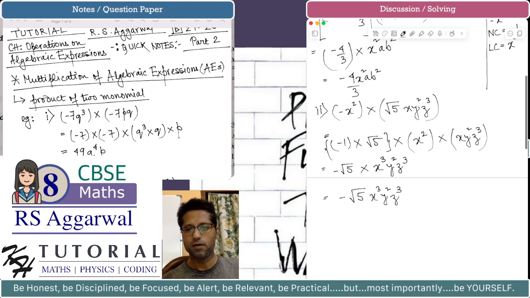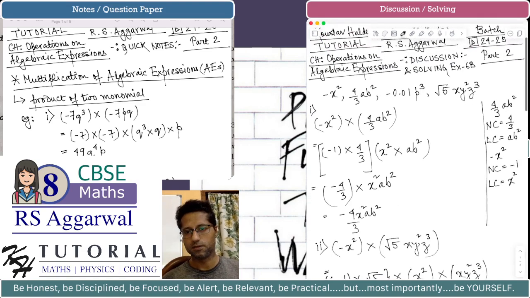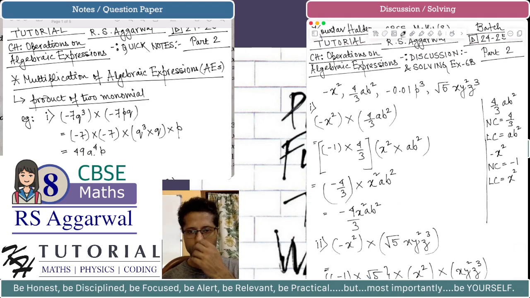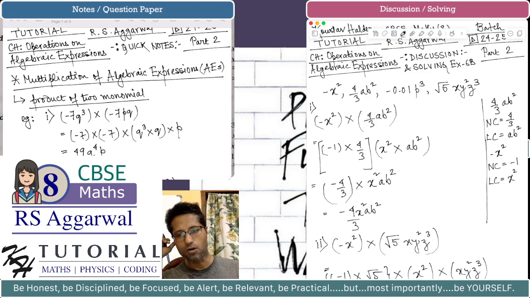So this is how we find the product of two monomials. The numerical coefficient of the final result will be the product of the numerical coefficients of the two monomials, and the literal coefficient of the result will be the product of the literal coefficients of the two monomials. And in finding the product of the two literal coefficients, we merge the powers of the similar factors, similar literals or variables.